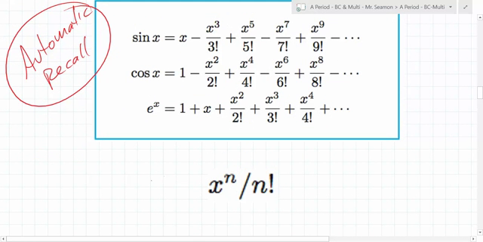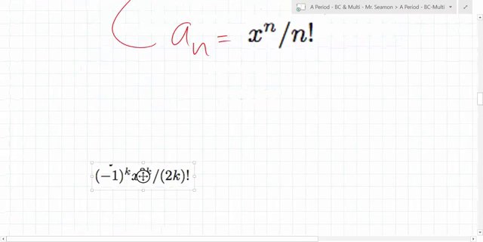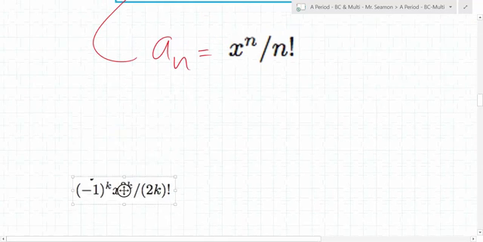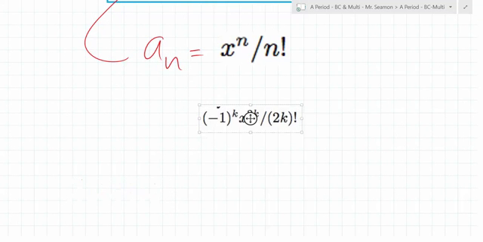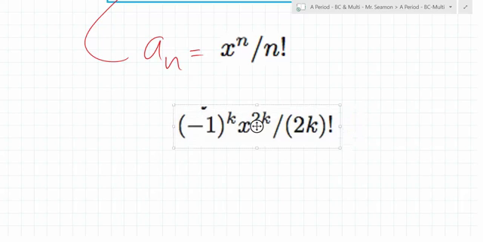What is this? It's an for which? E to the x. Right, exactly. What about this one right here? What's this one? Sorry, I'll move it over. Which one is that? Is that for cosine or sine?